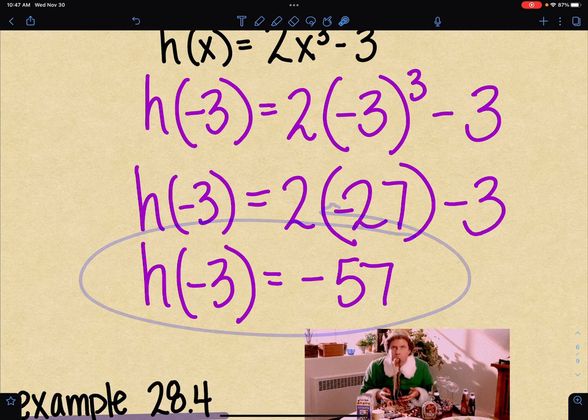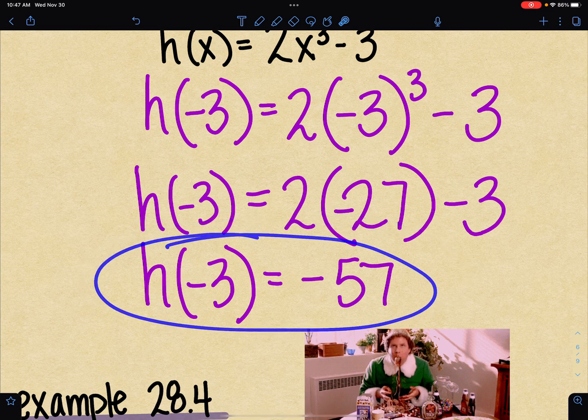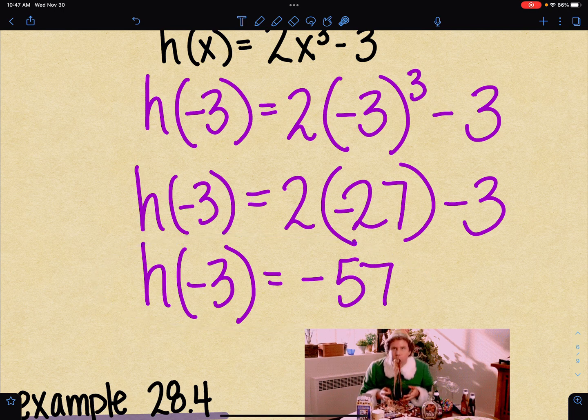And that's how you would say it. h of -3 is equal to 57. So functional notation is exactly the same as the evaluation problems that you've been doing when they say evaluate something.